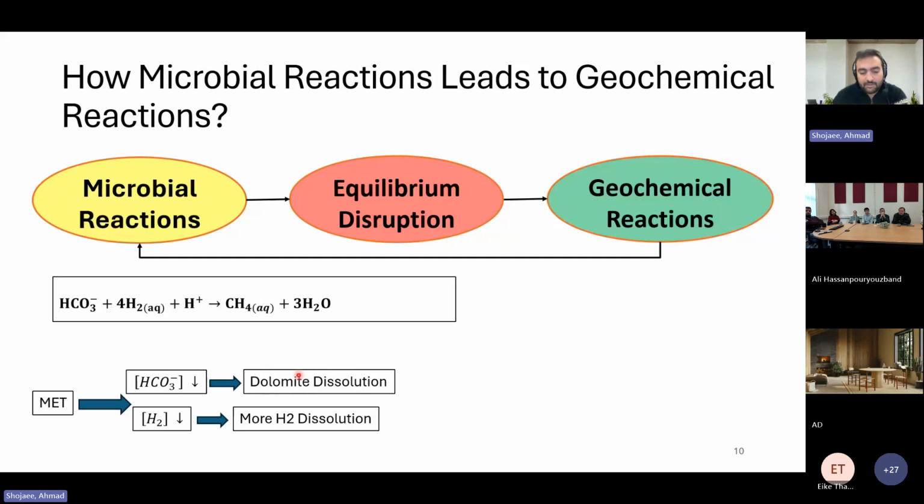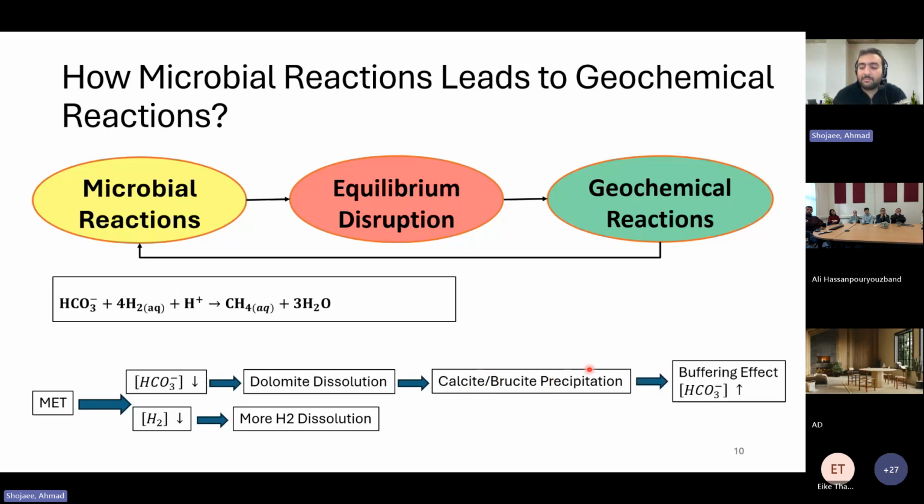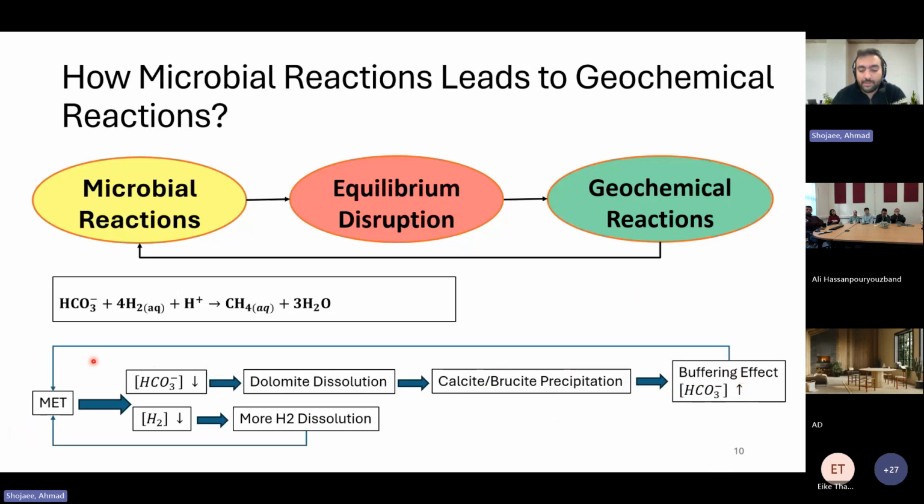At the same time, if you remember the chemical formula of dolomite, it is CaMg(CO3)2. Dissolution of dolomite will increase the calcium ion and magnesium ion concentration in the water phase, and as a result, we will have calcite and brucite. Brucite is Mg(OH)2 precipitation in the system, and the final result is that the pH will be buffered. If you remember the pH behavior for the dolomite system, pH will be buffered, and we will have a continuous generation of bicarbonate, which leads to more methanogenesis.